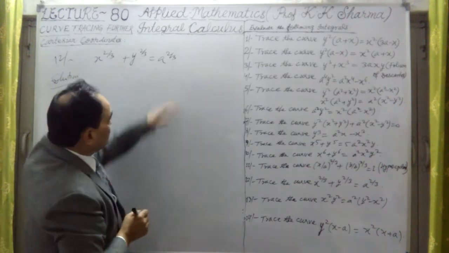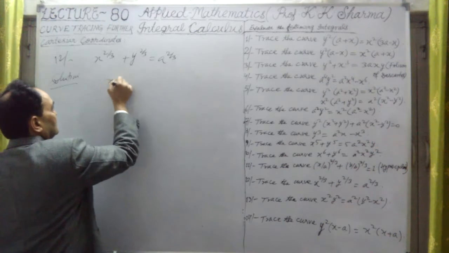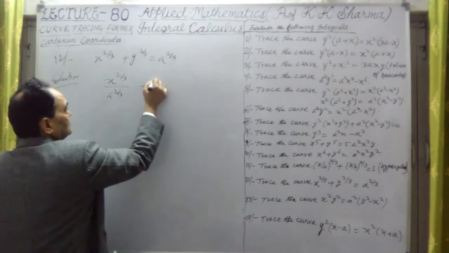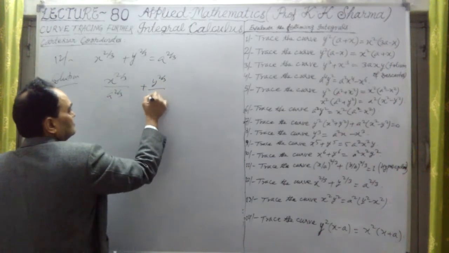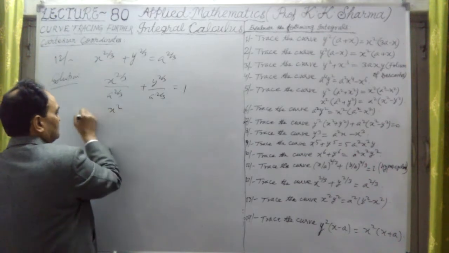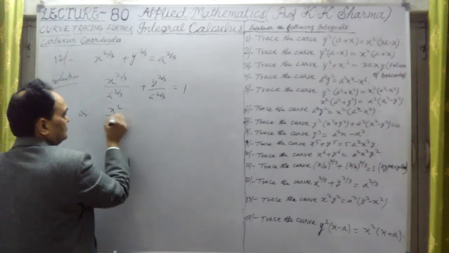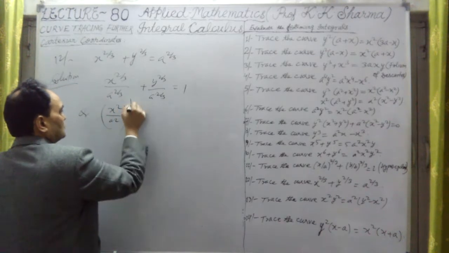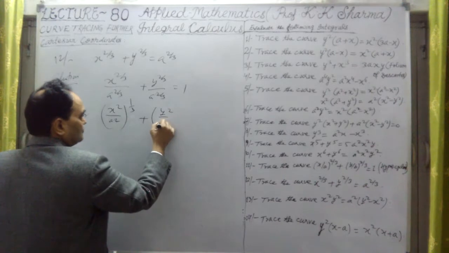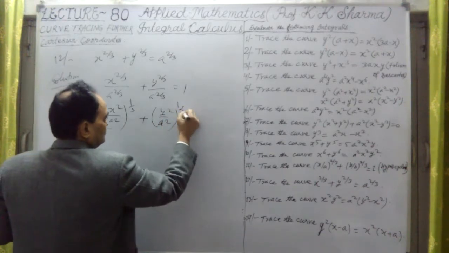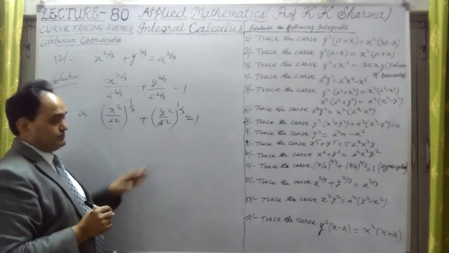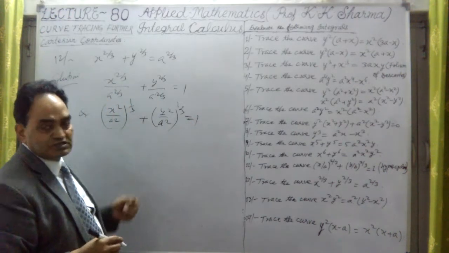If I divide this whole equation, it can be written as (2/3) divided by a raised to 2/3 plus y raised to 2/3 over a raised to 2/3 equal to 1. Or it can be written as (x square upon a square) whole power 1 upon 3, same for y square upon a square, whole power 1 upon 3, equal to 1. So we see that the curve is symmetric to both the axes.